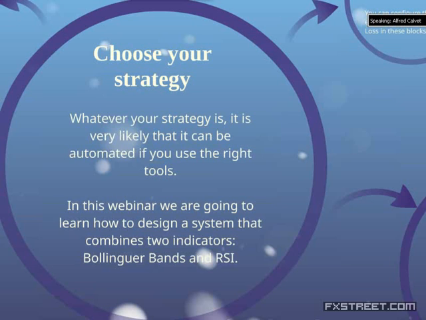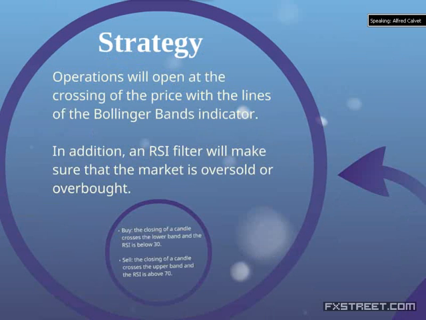In this webinar, we're going to learn how to design a system that combines two indicators, Bollinger Bands and RSI. These are two popular indicators. Maybe you're already familiar with them; if not, don't worry. I'm going to explain a little bit. The Bollinger Bands is an indicator that combines moving averages and standard deviations, and it's used to find oversold and overbought prices. The relative strength index, also known as RSI, measures the market strength and tells us the same thing: it determines when prices are oversold and overbought.